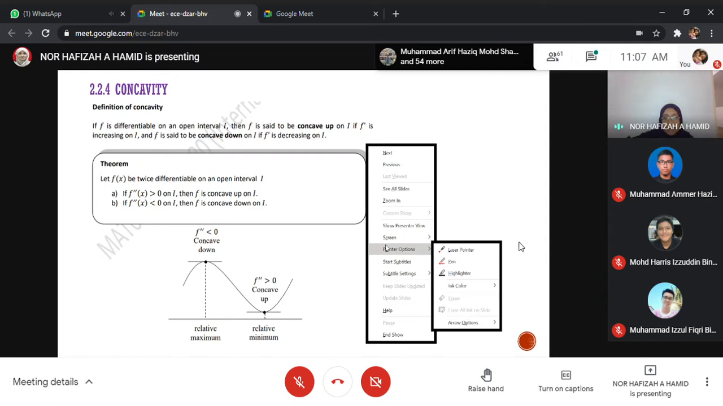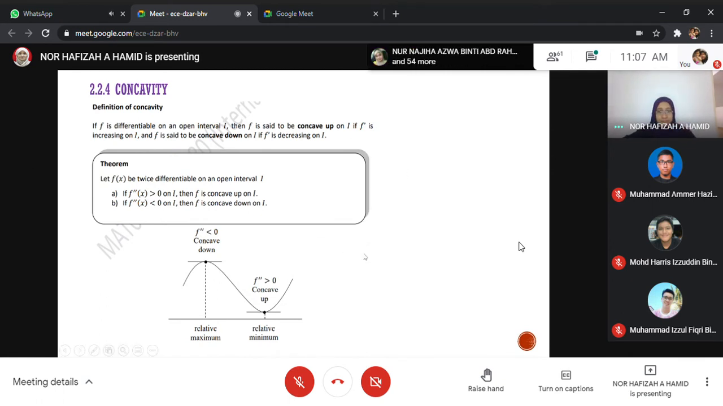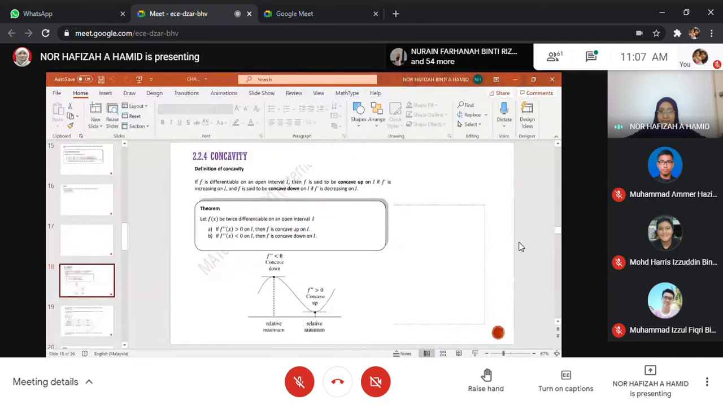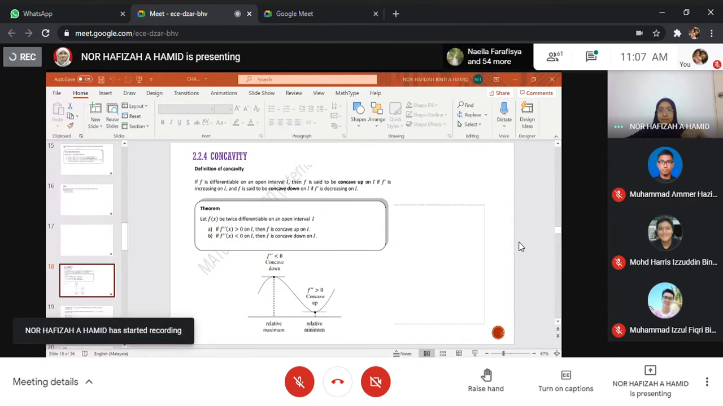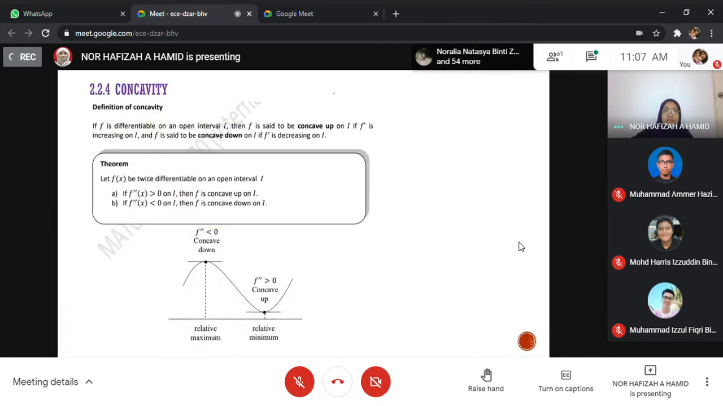Concave up. Okay, so f is said to be concave up on interval I if f prime is increasing on I, and f is said to be concave down on the interval if f prime is decreasing on the interval.